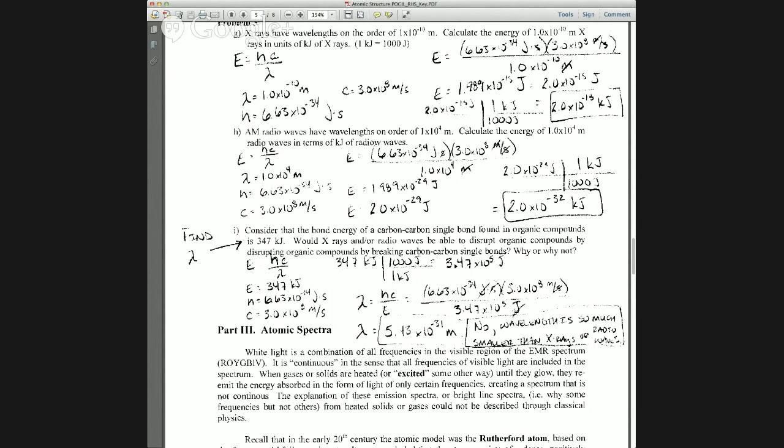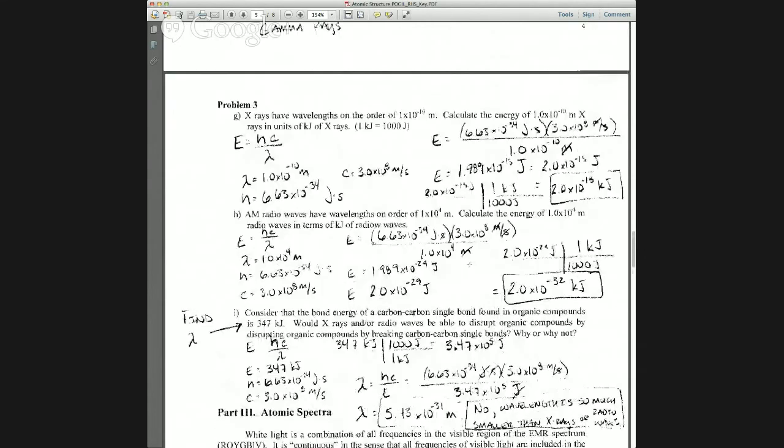That's going to go on the bottom of your problem. Your constants are on top, 6.63 times 10 to the negative 34th joules times seconds. Your speed of light, 3 times 10 to the 8th meters per second. And seconds cancels out and joules cancels out, leaving you with meters. And the wavelength is 5.43 times 10 to the negative 31st meters.